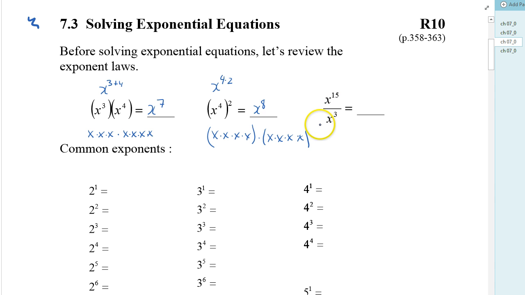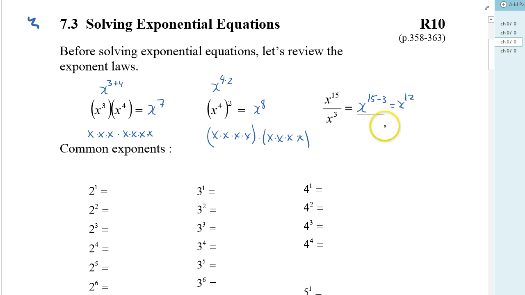When you're dividing, it's the same thing as subtracting. So just like here, multiplying, you add these two. Here we're going to be subtracting. You can imagine a very large fraction with 15 x's multiplying in the numerator and 3 x's multiplying in the denominator, and then you would cancel 3 out. So you would end up with x to the 15 minus 3, which is equal to x to the 12th.